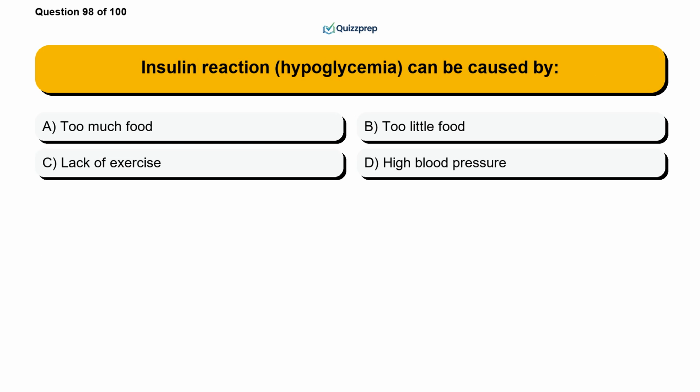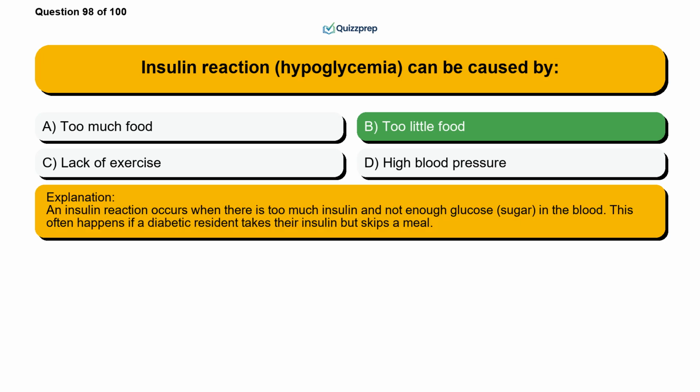Question 98. Insulin reaction, hypoglycemia, can be caused by option A, too much food. Option B, too little food. Option C, lack of exercise. Option D, high blood pressure. The correct answer is option B, too little food. An insulin reaction occurs when there is too much insulin and not enough glucose, sugar, in the blood. This often happens if a diabetic resident takes their insulin but skips a meal.